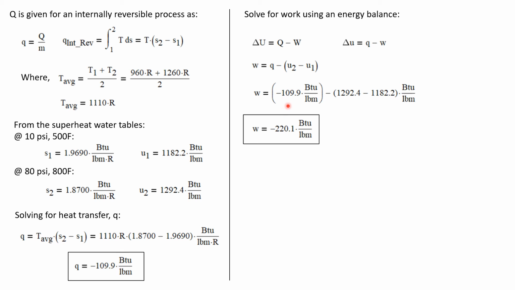Well, q, we just solved for q. It's minus 109.9 BTUs per pound mass. I'm going to subtract from that the quantity u2 minus u1, where I've inserted their respective values here. And I get that the work term is minus 220.1 BTUs per pound mass. And again, the negative sign indicates that work has to be done on the system in order for this process to take place.